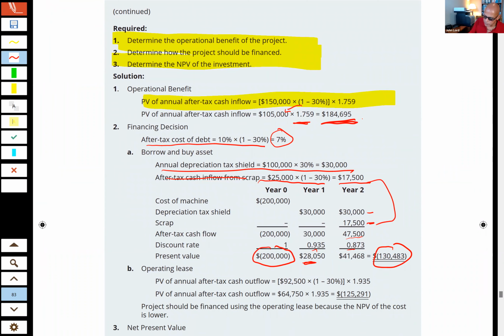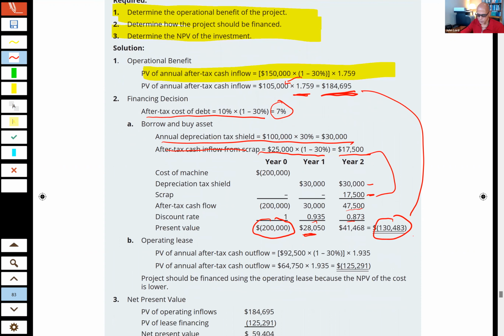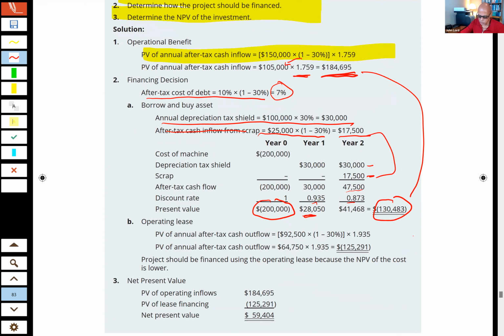130,483, and when you compare it right there, you're like, okay, well, I'm going to keep going with this analysis here to see what's cheaper to do, the lease or the other thing here. And we'd probably keep going anyway, even though that's going to give us a positive net present value. We're going to see if the operating lease is cheaper.